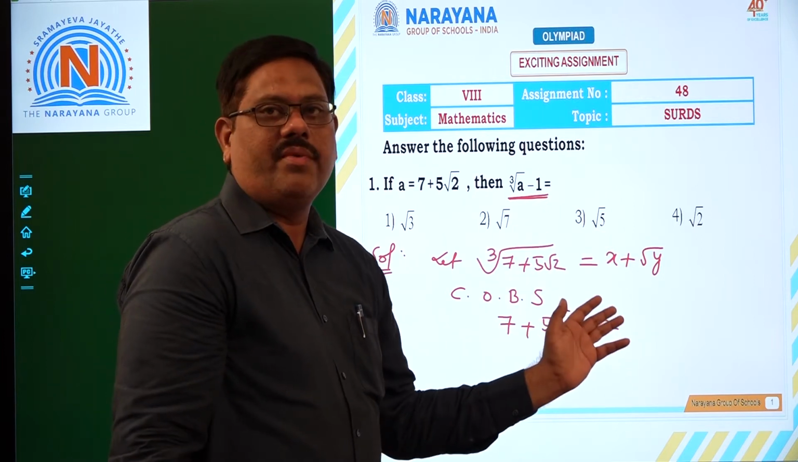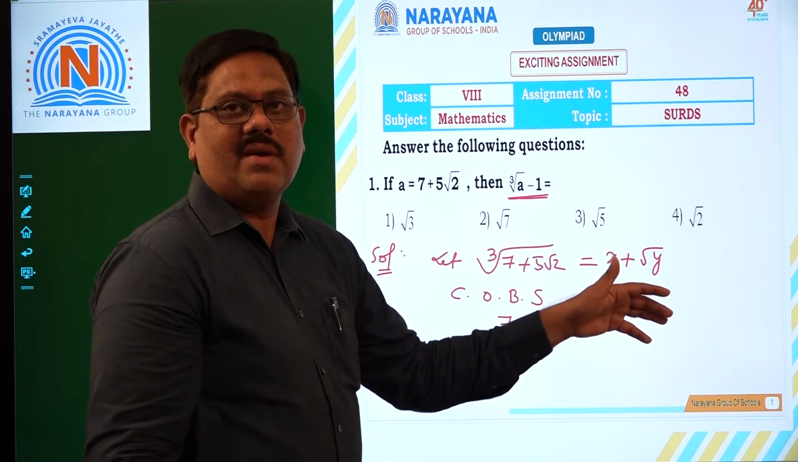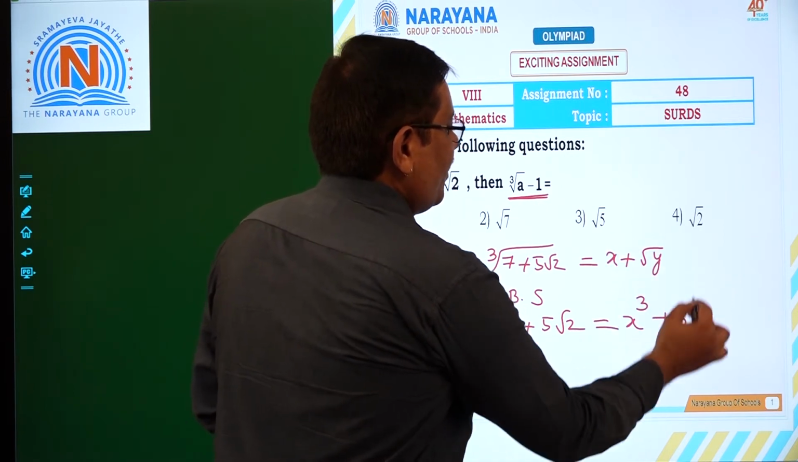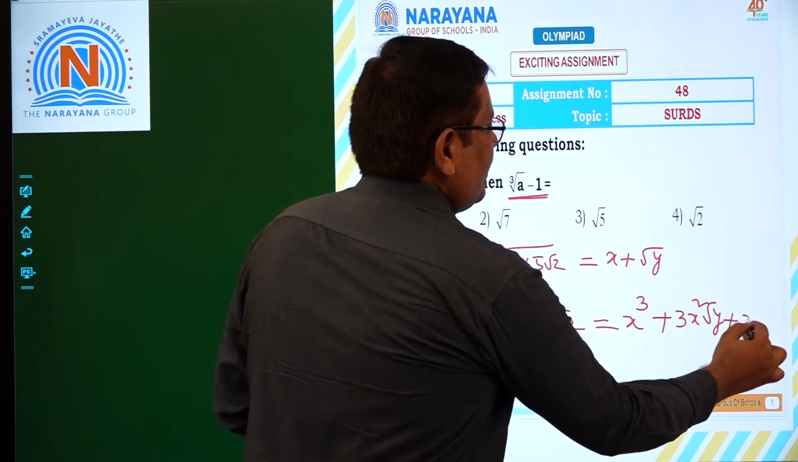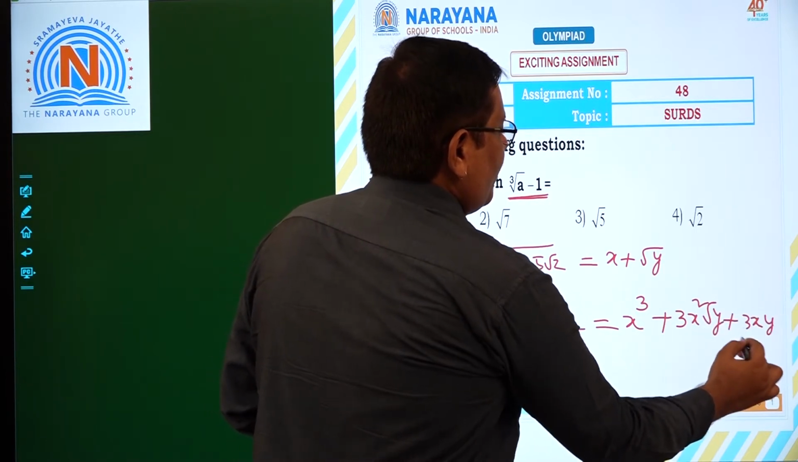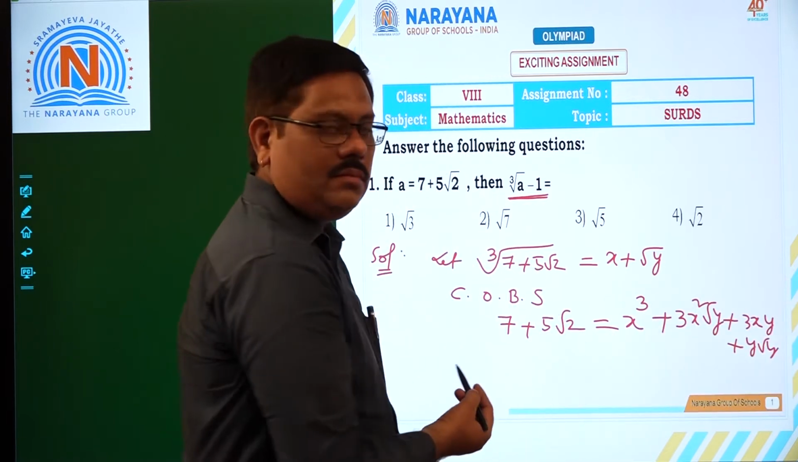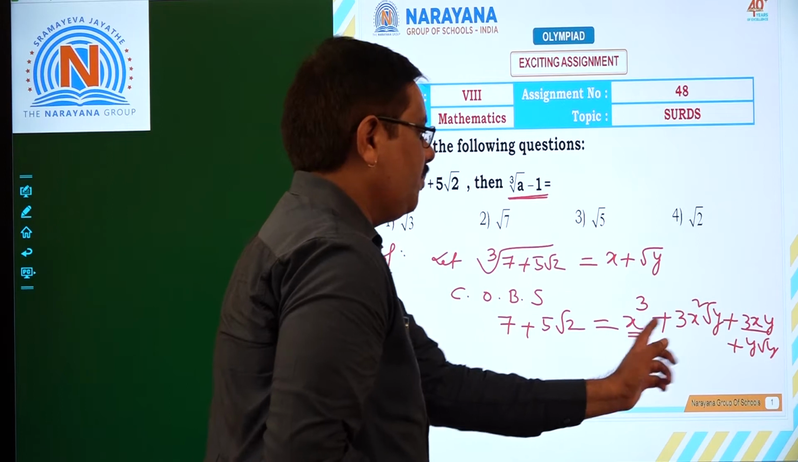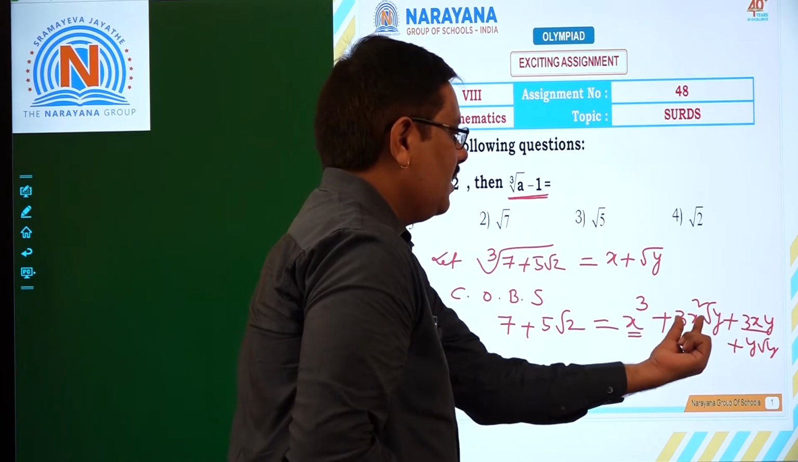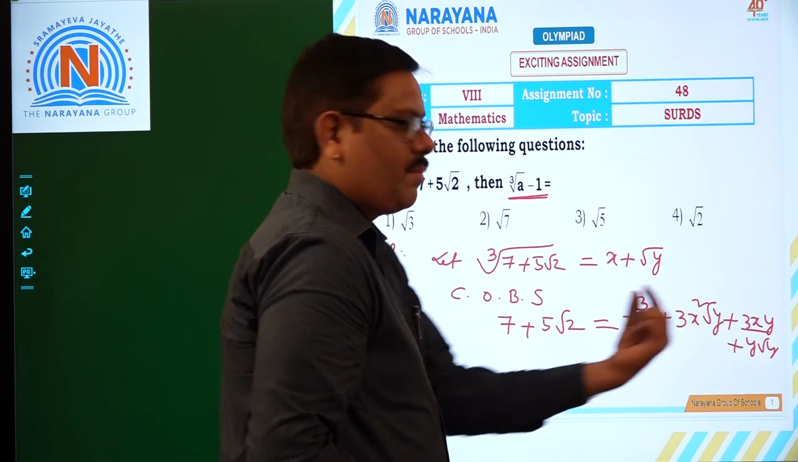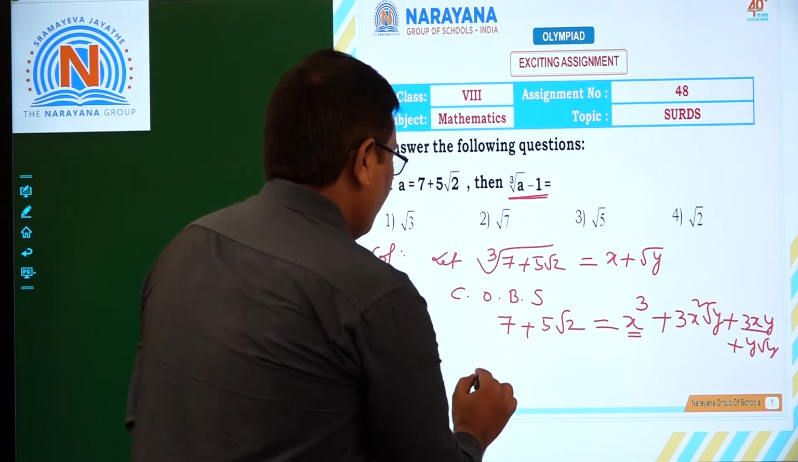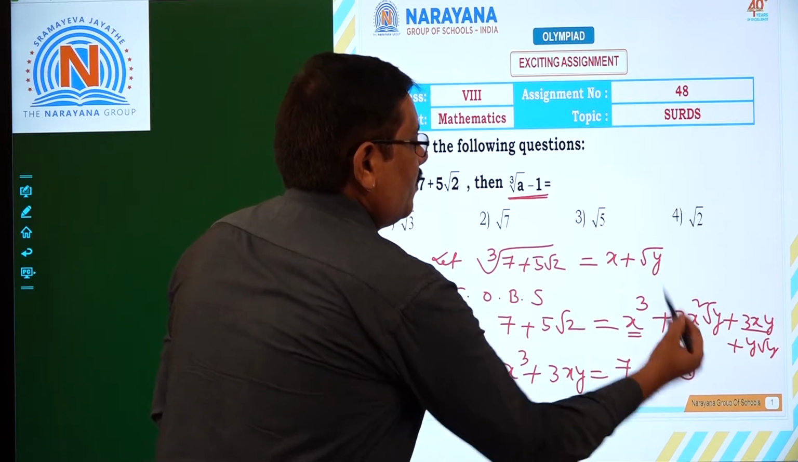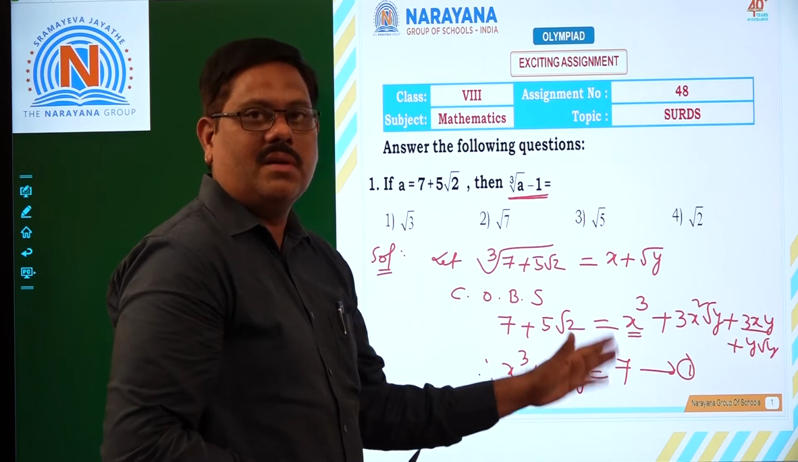It is nothing but a plus b whole cube form: a cube plus 3a square b plus 3ab square plus b cube. If you simplify that, it is going to be x cube plus 3x square root y plus 3x root y square, that is y, plus root y whole cube, that is nothing but y root y. What is the rational part? X cube plus 3xy is the rational part. 3x square root y plus y root y is the irrational part. So if we equate the rational parts, x cube plus 3xy is going to be 7. Let me take it as condition number 1. This is the first equation we have to consider.